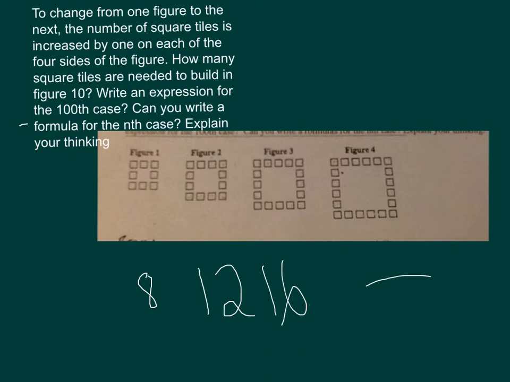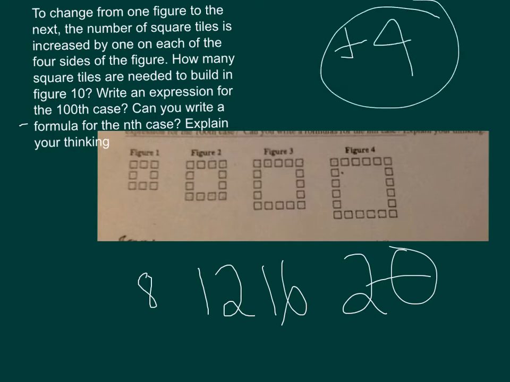So let's see if that holds true. We have 4 up top in the middle, 4 on the right in the middle, 4 on the bottom in the middle, and 4 on the left in the middle. That's 16. Add in the 4 corners, and you have 20. So we can clearly see that there is a pattern occurring in that the numbers each figure increase by 4. Alright.